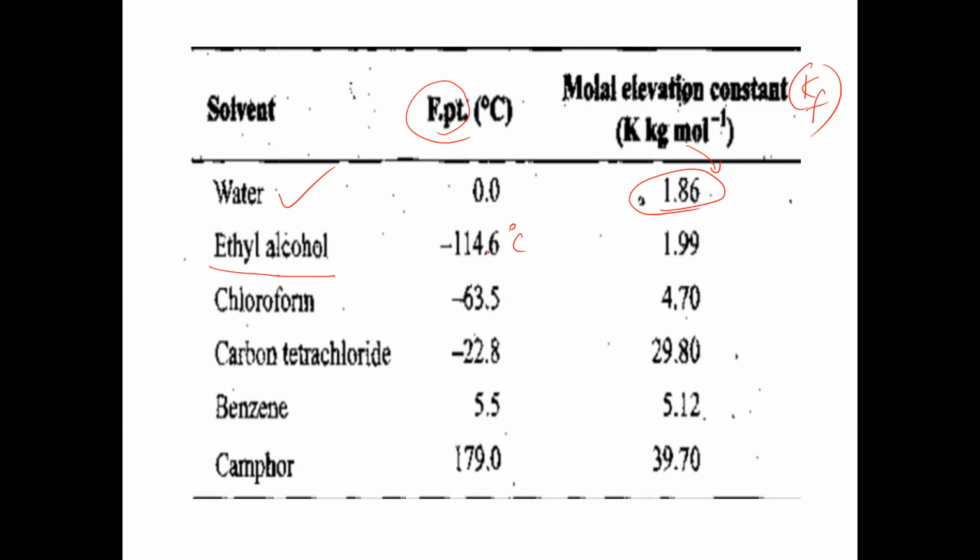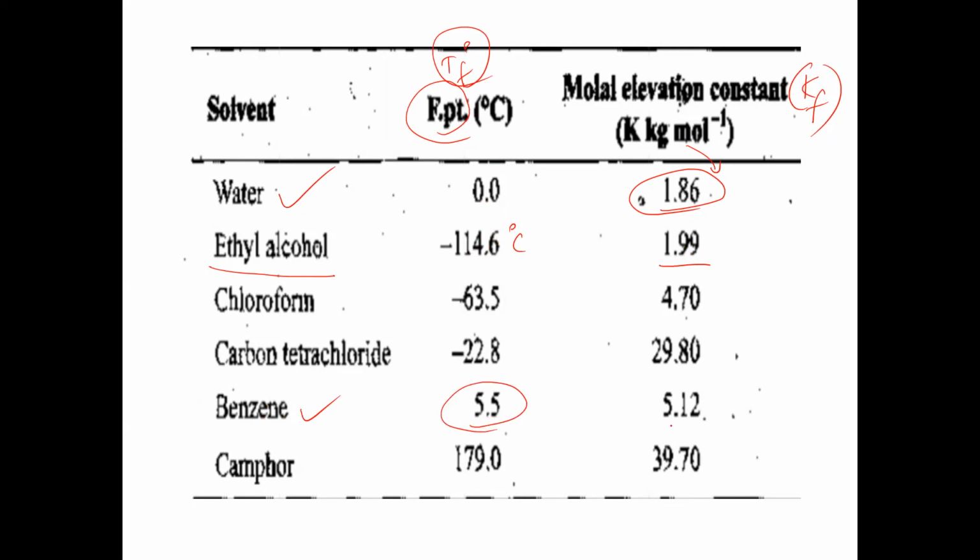114.6 plus 273 Kelvin. In Kelvin we have to take Tf naught, and what is this? Tf naught value means the freezing temperature of the pure solvent. So 1.99 is the Kf value for ethyl alcohol. In this way we have to remember for benzene, a non-polar solvent: what is the freezing point? 5.5 degrees Celsius.